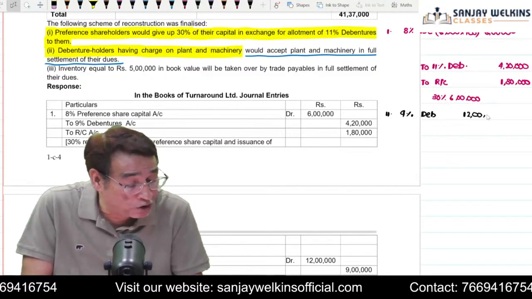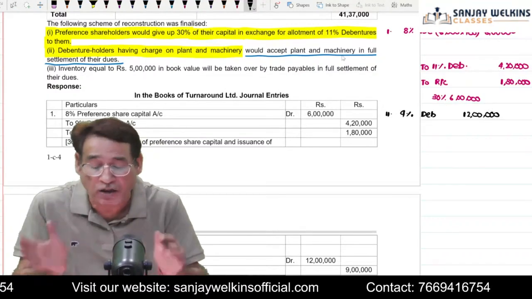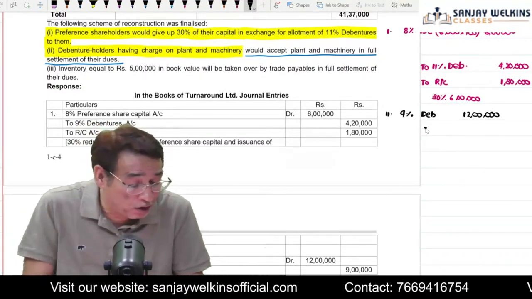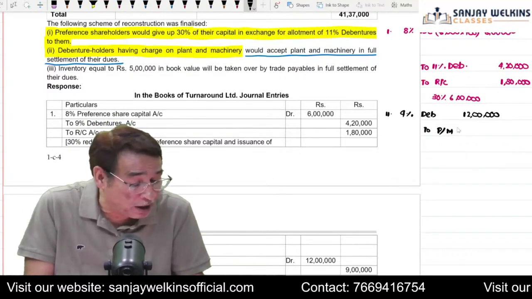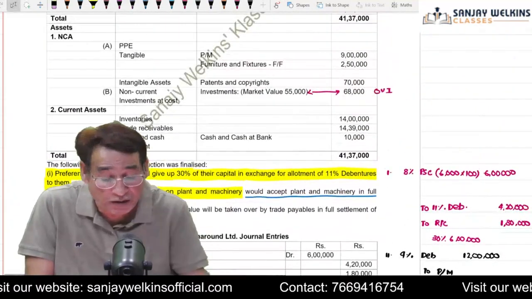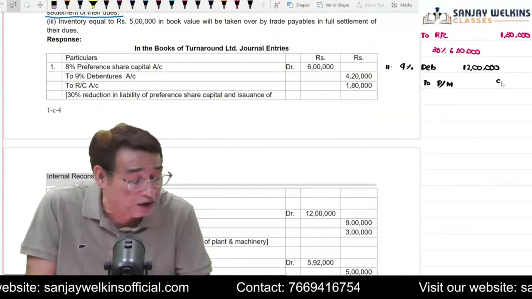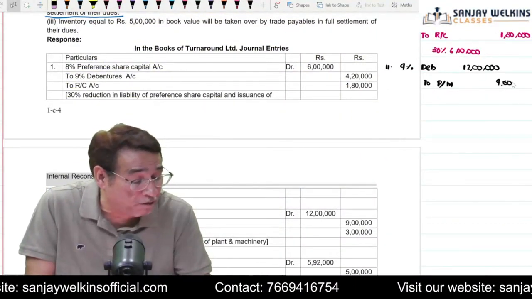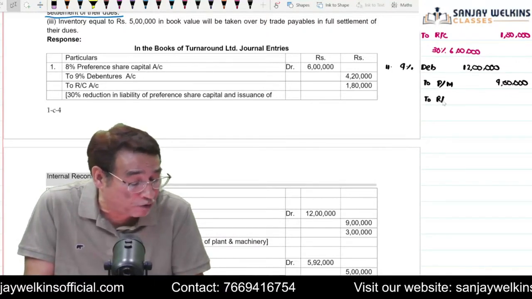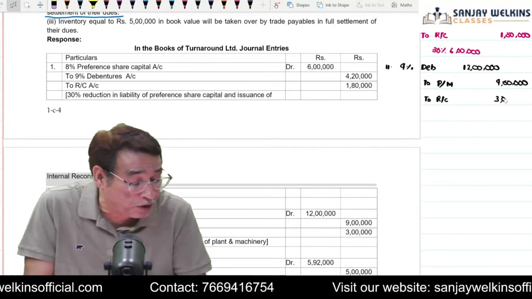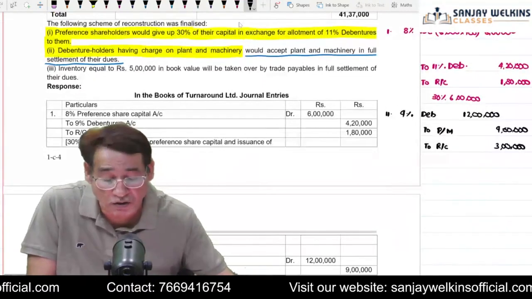Now, it is given in the question that debenture holders are telling the directors of the company that they are ready to accept plant and machinery. Indirectly, it means that in order to discharge the debt of the debentures, the directors are offering them plant and machinery, which has a value of 9 lakh, given in full settlement. If that is given in full settlement, ultimately there will be a gain to the company to the extent of 3 lakh, and this gain will be taken to reconstruction account. Is it clear to you or not?